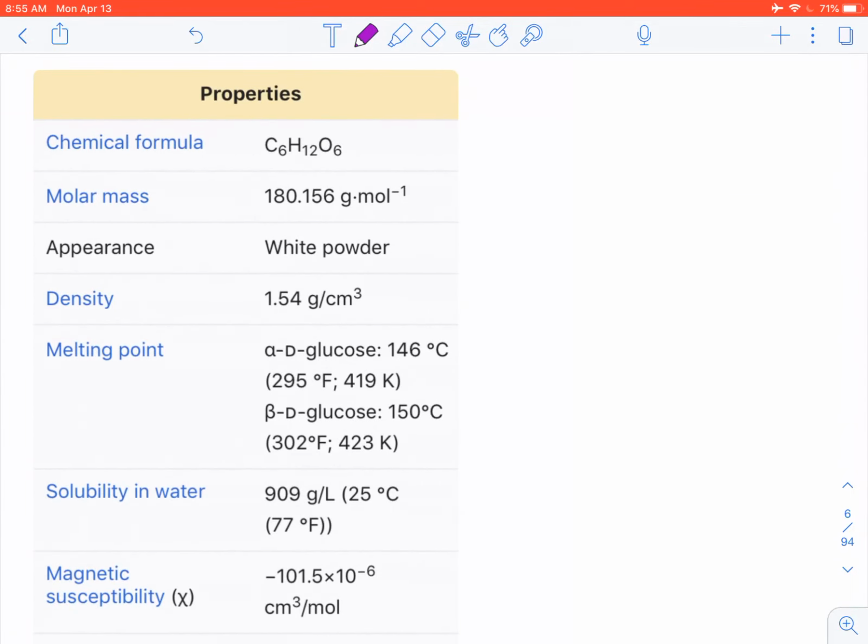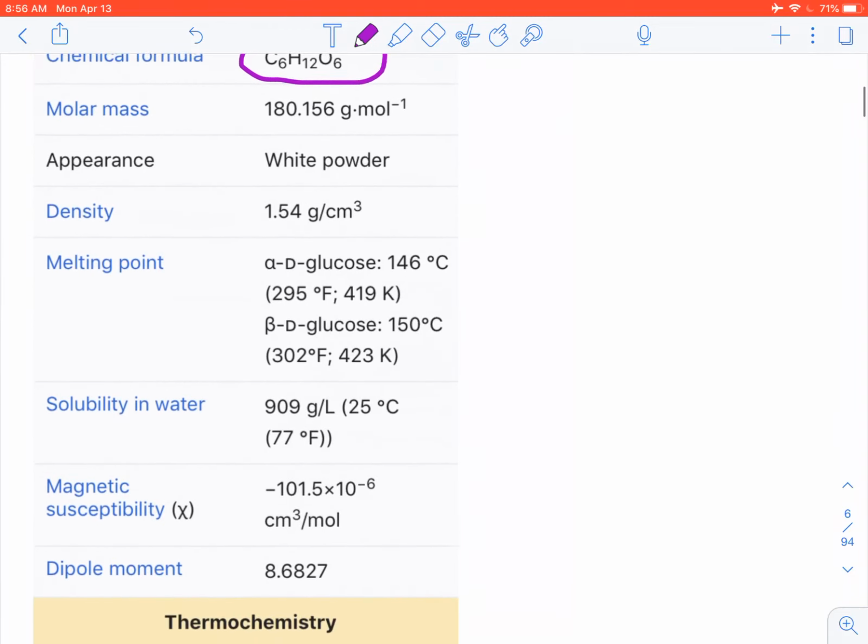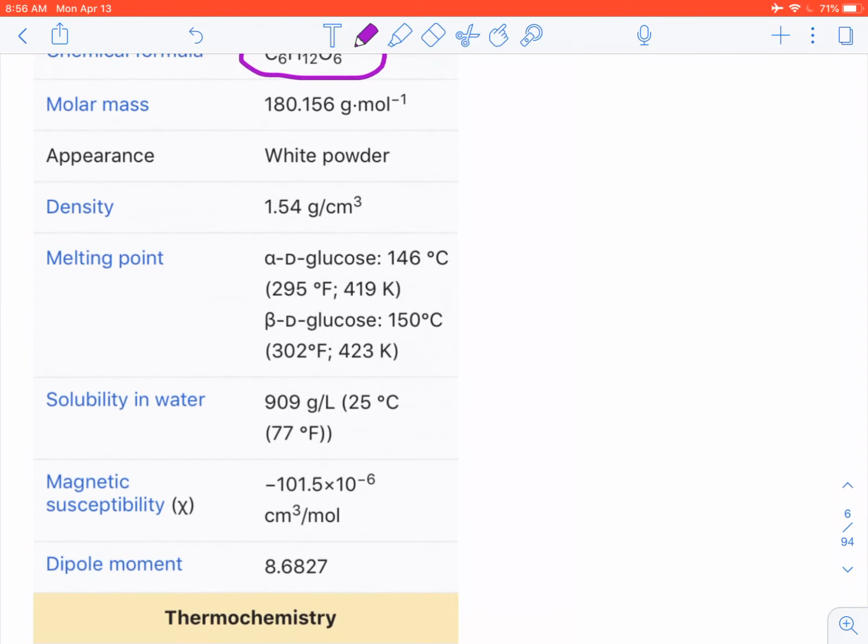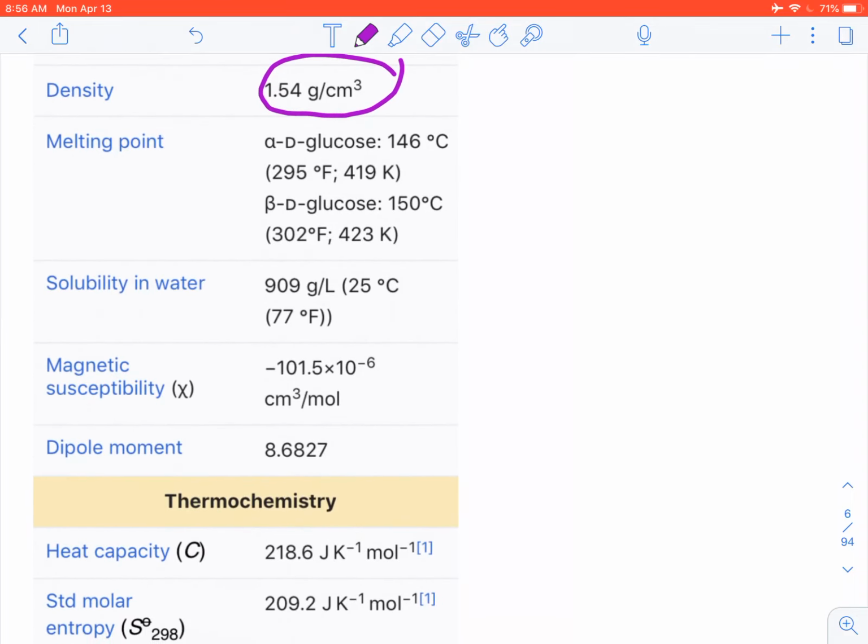Let's look at sugar, or sucrose. There we've got a molar mass. We have its density. Look at the solubility of sugar: 909 grams per liter.